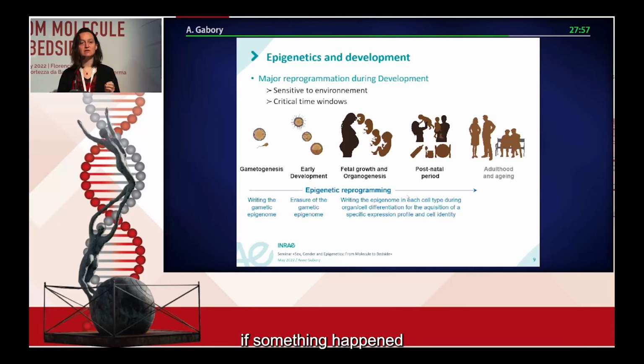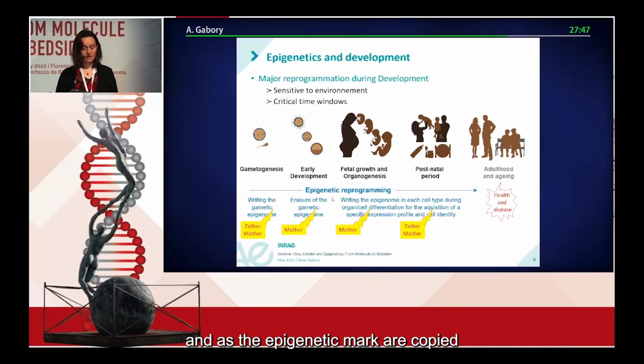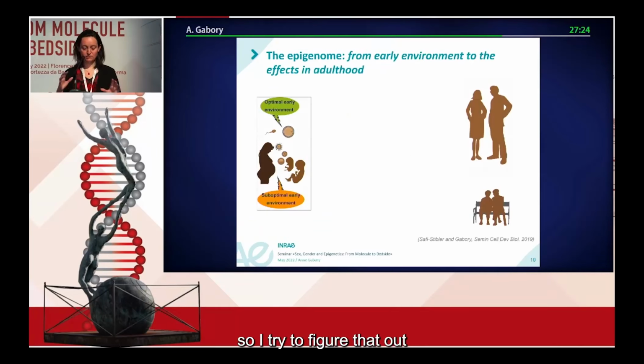So you can imagine here, if something happened in the environment of the father or the mother, this can modify the predisposition to health and disease. And as the epigenetic marks are copied from the mother cells to daughter cells, this can be the support of the memory of the early environmental exposure. But I've been asked a question: how, from this early environment to adulthood, will this information be kept? So I tried to figure that out in this cartoon here.